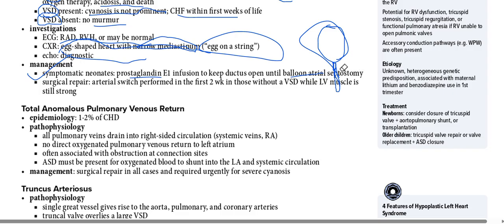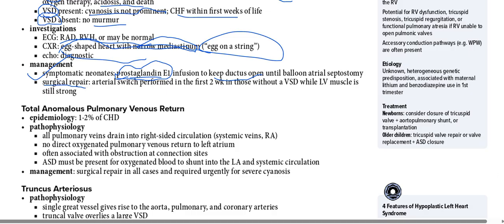So what we have to say, I need to read the word properly. The treatment in symptomatic patients is basically to give prostaglandin E1. The purpose is to keep the ductus open until balloon arterial septostomy. Surgical repair, arterial switch, is performed in the first 2 weeks in cases without a VSD, while the left ventricular muscle is still strong.